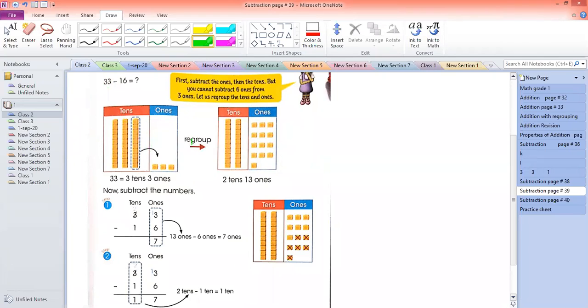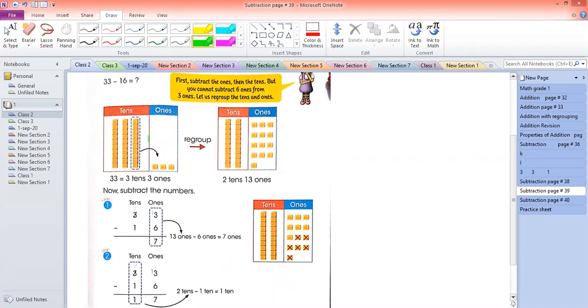Now, you need to minus 16. How many ones in 16? 6. So can you cut 6 ones in this? No, because these are only 3. How can you cut 6? If they are 2, you cut 2. If they are 3, you cut 3. But they are 6. They are more than that.